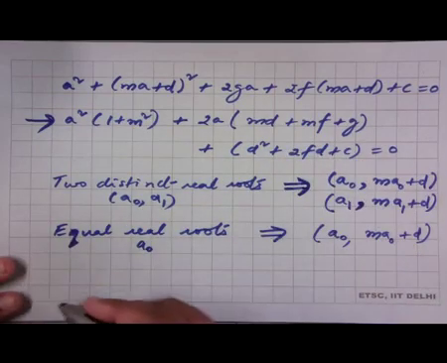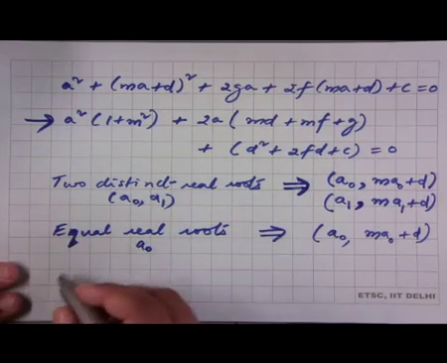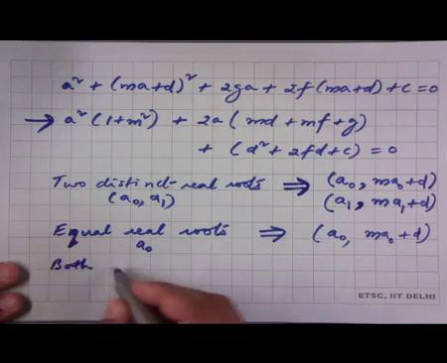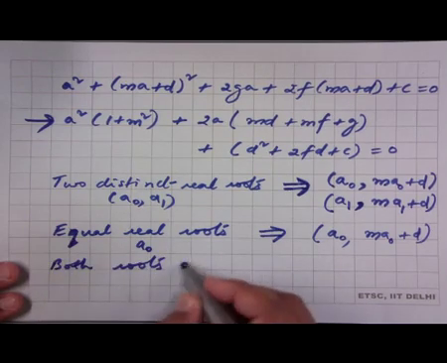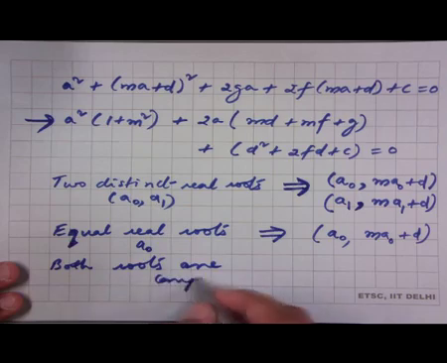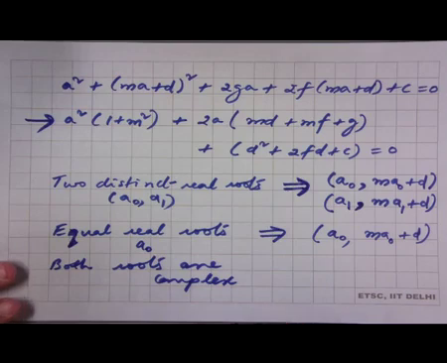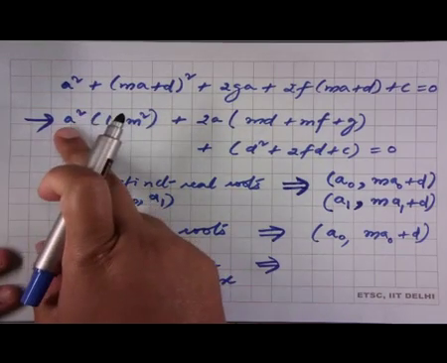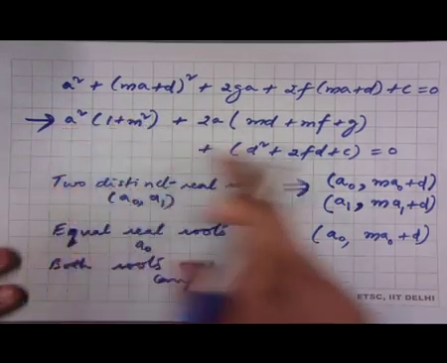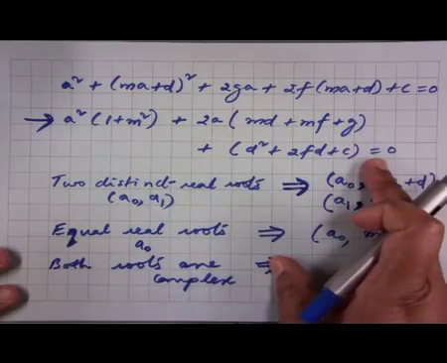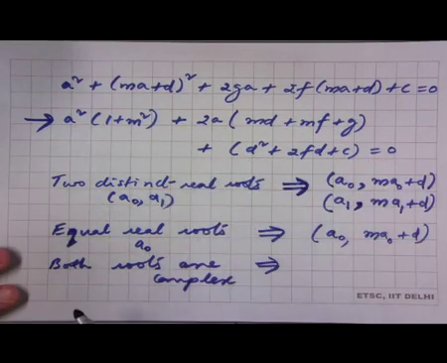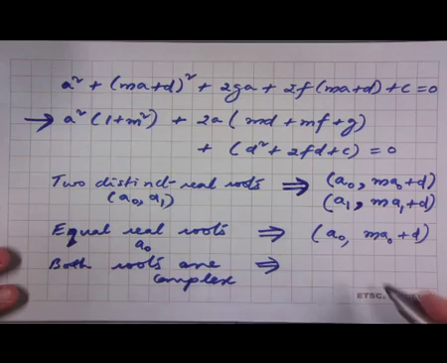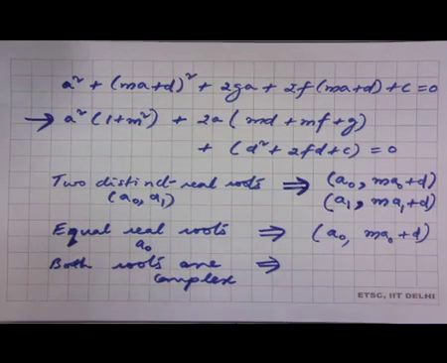And of course, the third possibility is that both roots are complex. So, there is no real root. Since we have no real root, what it means is that there is no real value of A for which this thing is equal to 0. What that means is that the circle and the straight line never intersect.